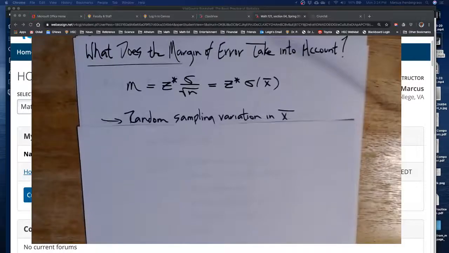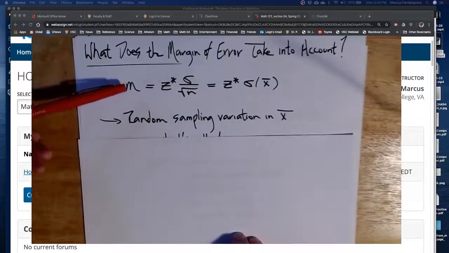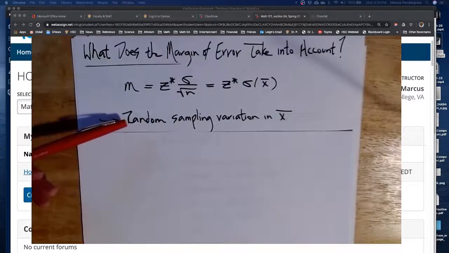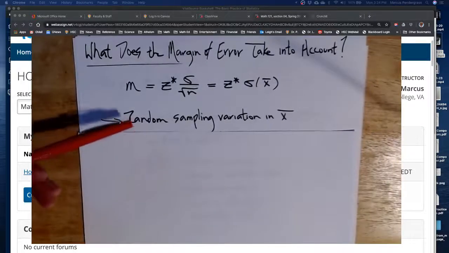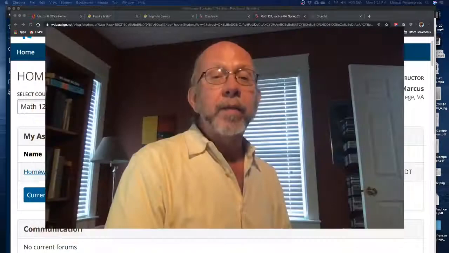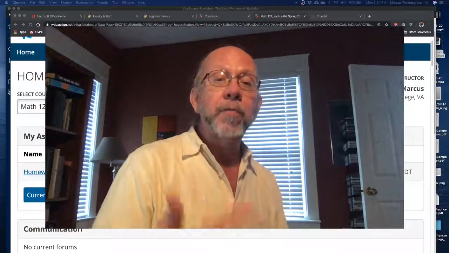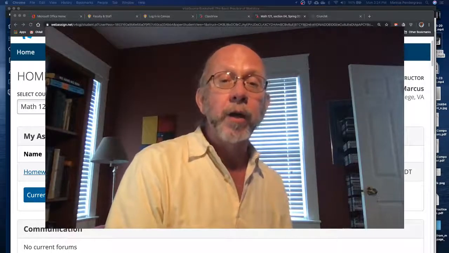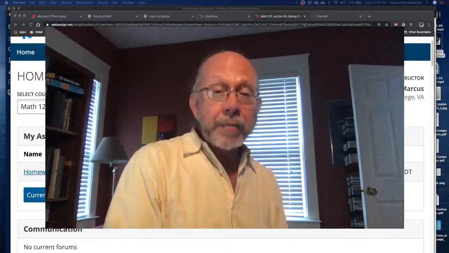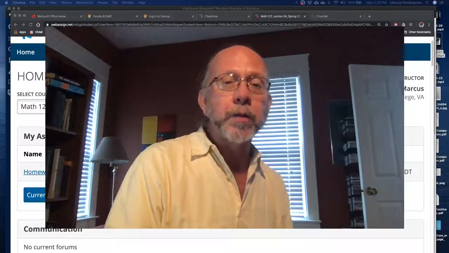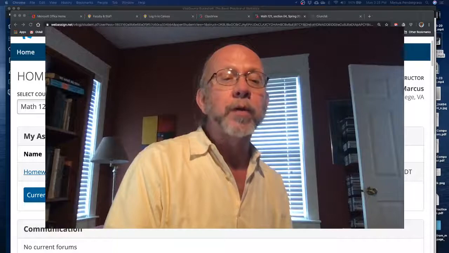But the upshot of all this is that this is just all coming from the central limit theorem, facts about the normal distribution. And so the only thing the margin of error is really taking into account is the random sampling variation in x bar. This refers to the idea that x bar varies from sample to sample, and so when you're looking at a particular x bar value, it probably does come from the middle part of the normal distribution, but there's a chance it doesn't, and that's what the margin of error is taking into account.